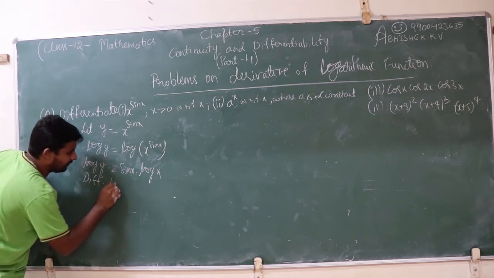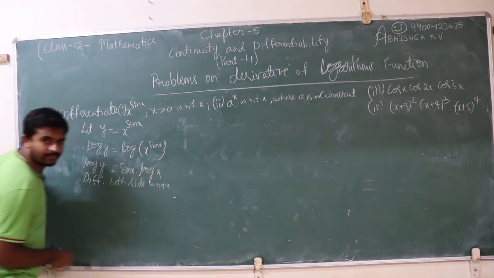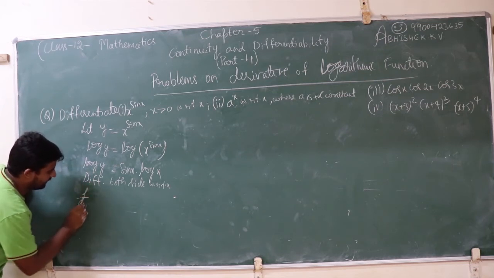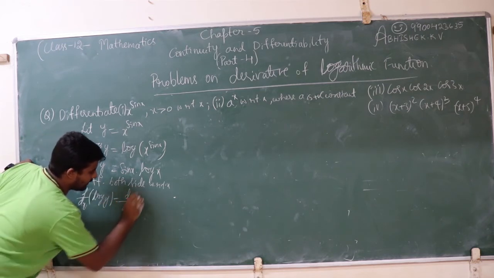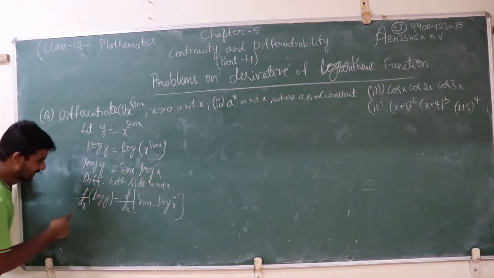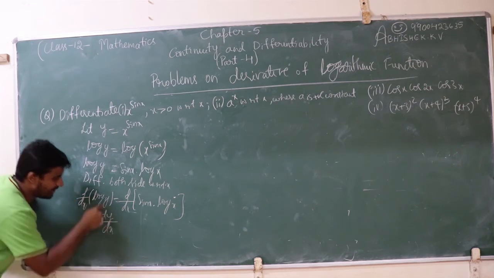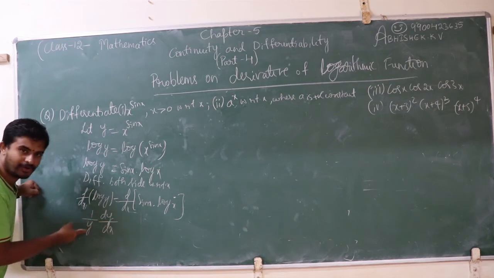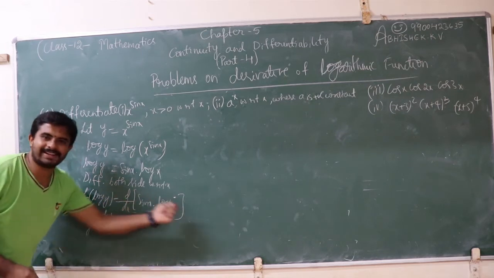Differentiate both sides with respect to x. Then d by dx of log y is equal to d by dx of sin x into log x. Now d by dx of log y is 1 by y into dy by dx, because we are differentiating with respect to another parameter. So we need to differentiate y with respect to x after differentiating log y. This is equal to d by dx of sin x into log x.